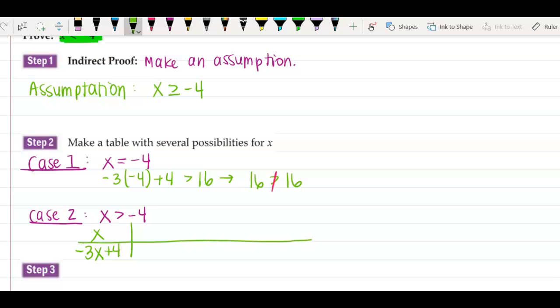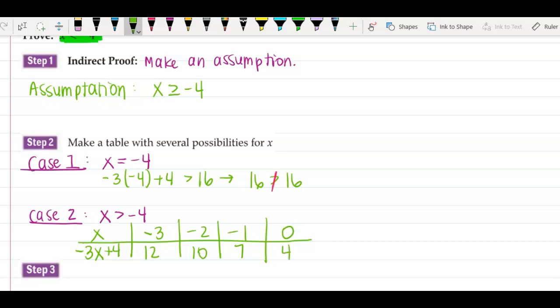So numbers greater than -4, so more positive, would be like -3, -2, -1, and let's just stop at 0. We just need a few, because you're going to find very quickly that we'll know what we're dealing with. So -3 times -3 would be +9, plus 4 would be 12. -3 times -2 is +6, plus 4 is 10. -3 times -1, +3 would be 7, and then 4.